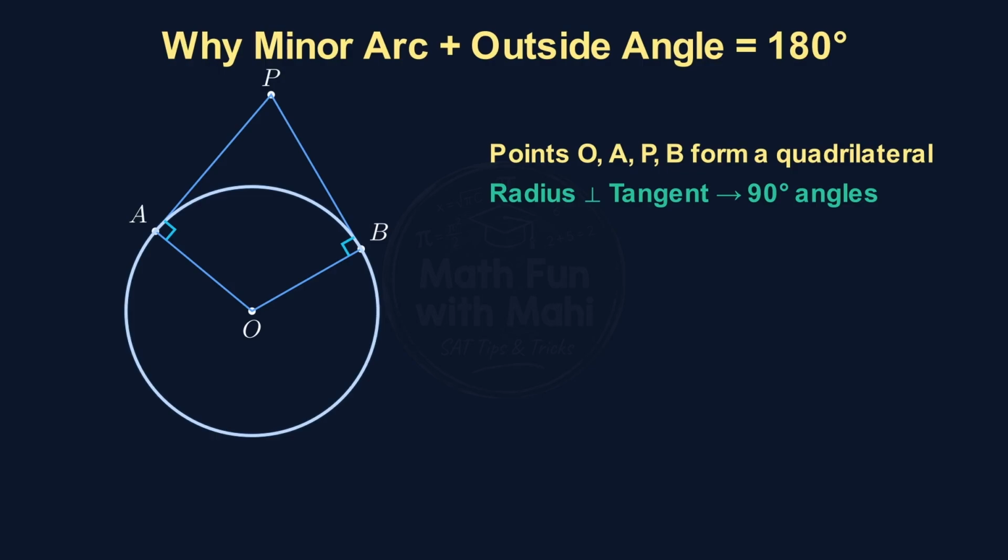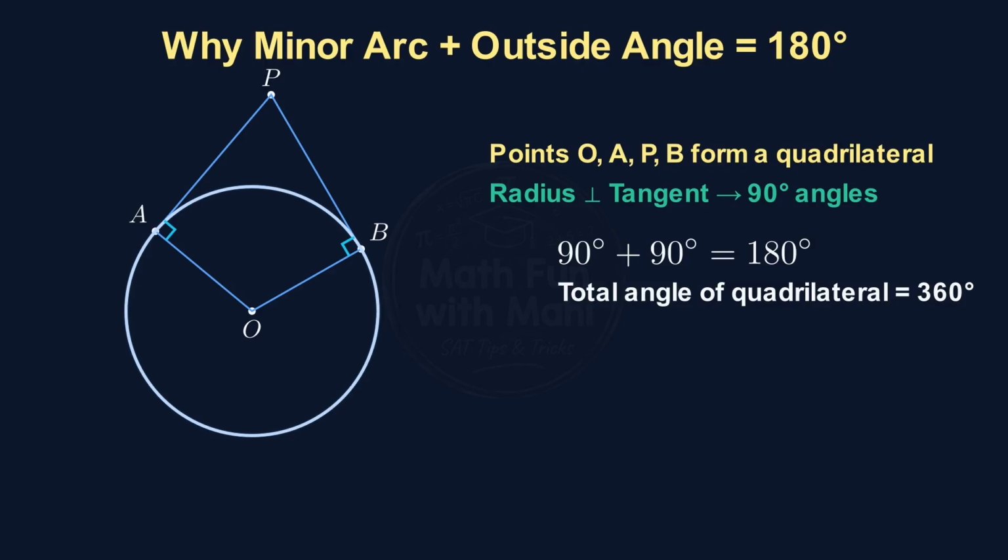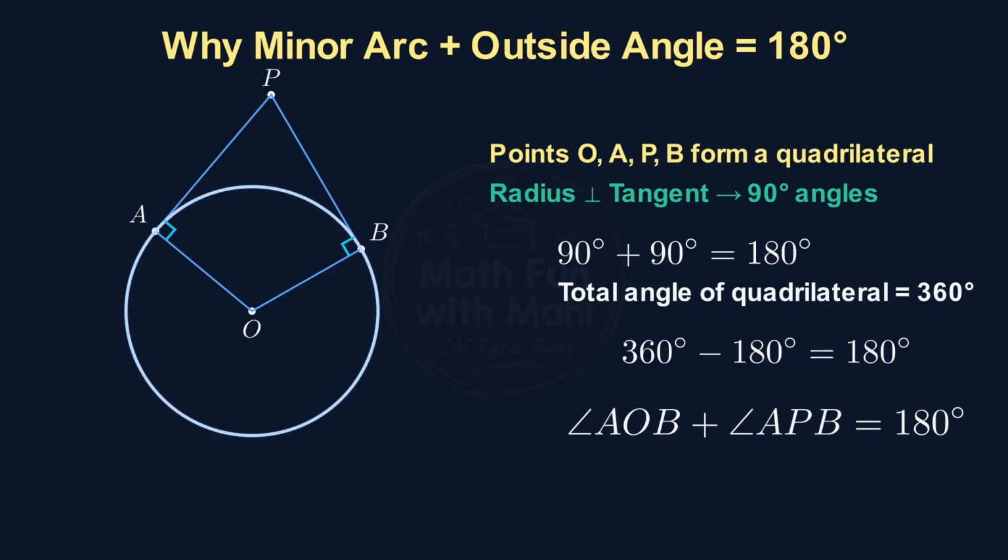Since those two angles alone add up to 180 degrees, and we know that a quadrilateral must have a total sum of 360 degrees, we're left with exactly 180 degrees to be shared between the center angle, which is AOB, and our outside angle, which is APB. That means they are supplementary.